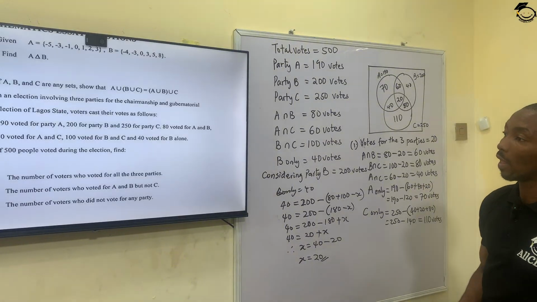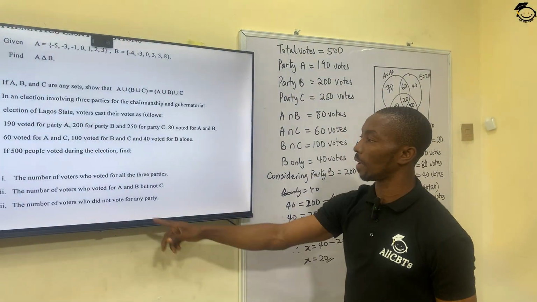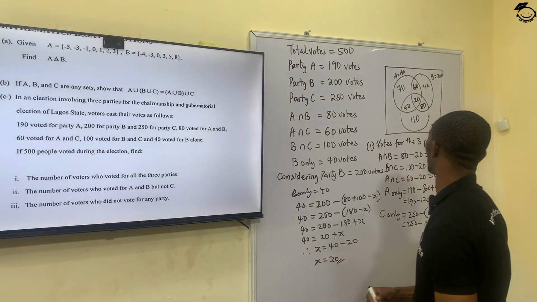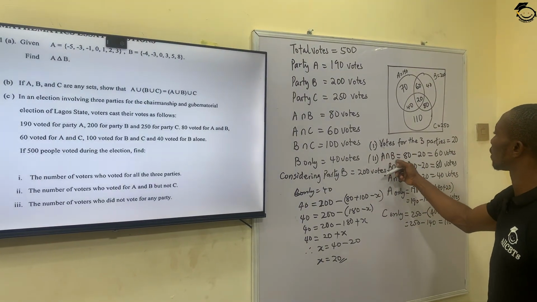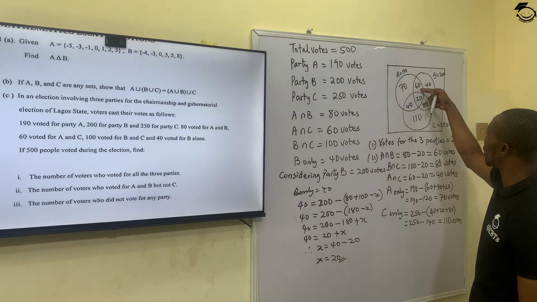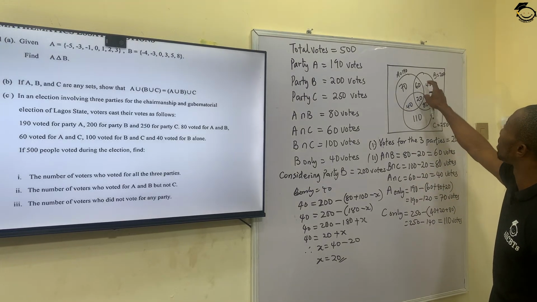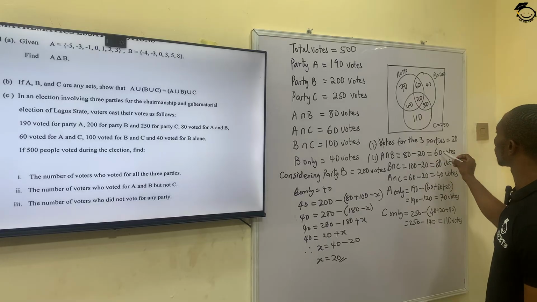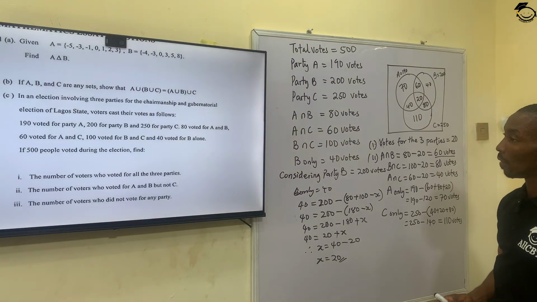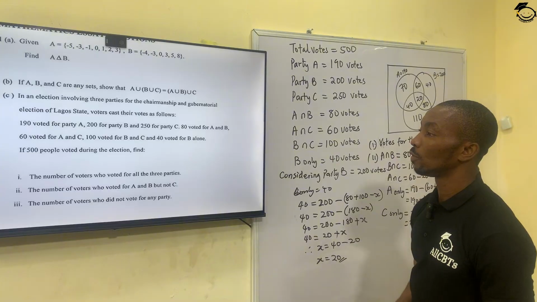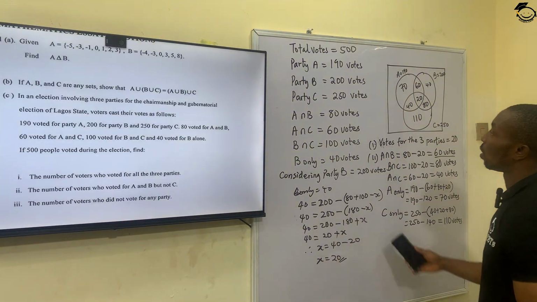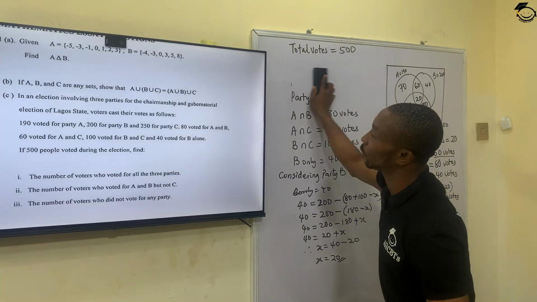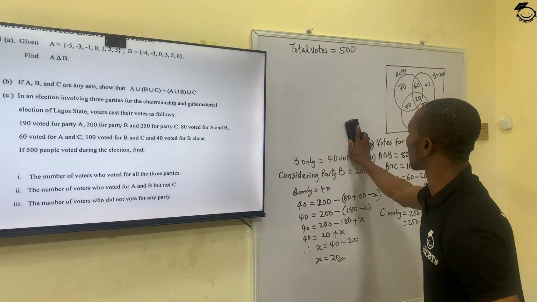Now, our next question says the number of votes for A and B but not C. So our A and B but not C, which is this, A intersection B only, would be 60 votes only. All right, now to the third question that says the number of voters that did not vote for the party.